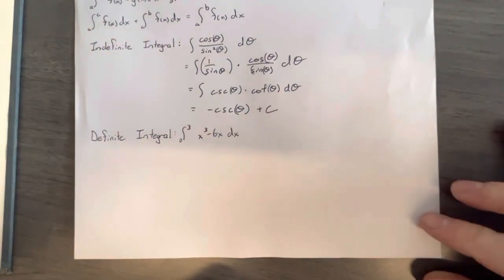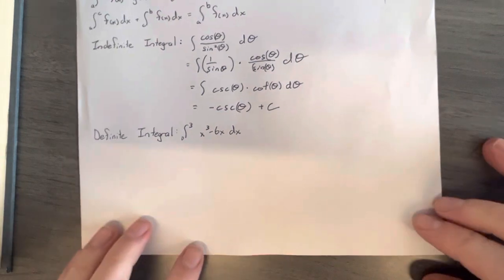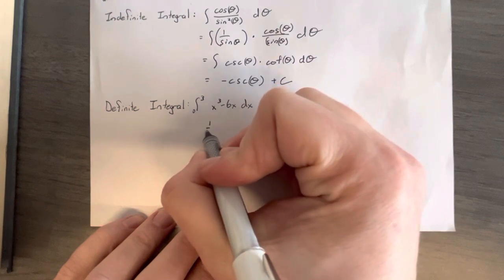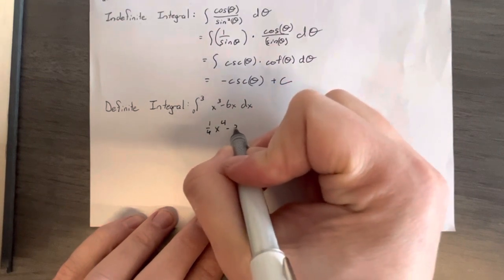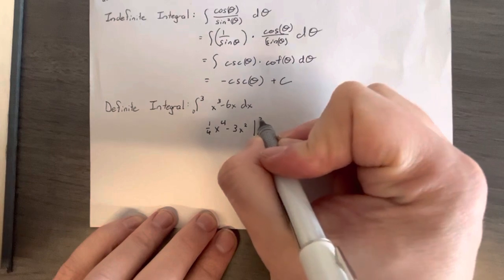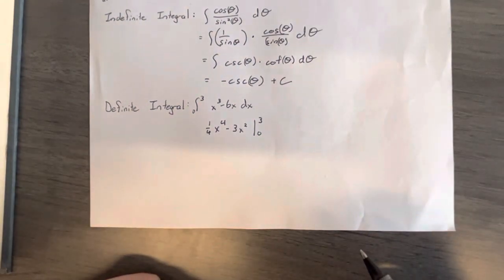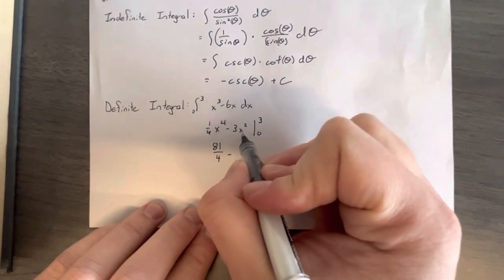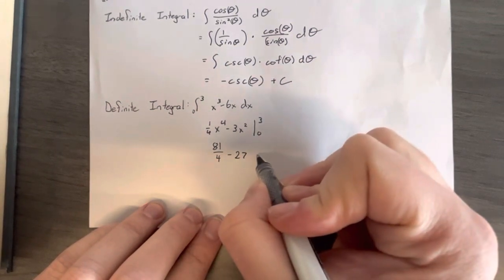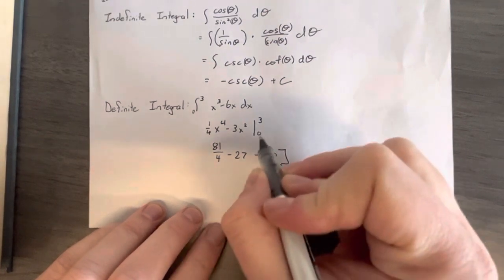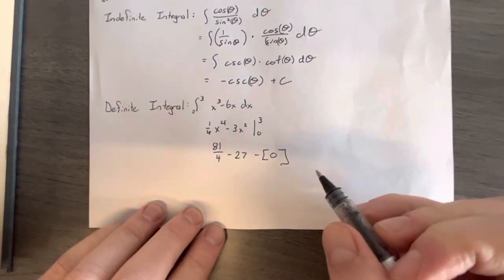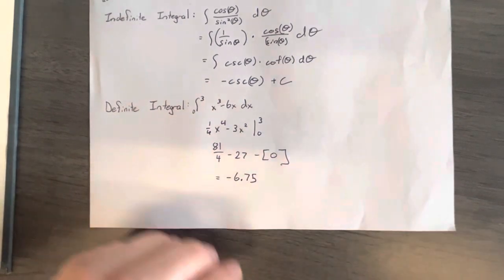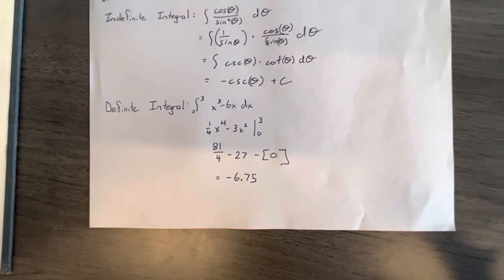So we've done a lot of indefinite integrals, and we've done some definite, but just to do another quick one with us here, you take the antiderivative as you normally would. We now need to evaluate from 0 to 3. So if we plug that 3 in, that's 81/4 minus 3 times 9, which is 27. We're subtracting 0 from all of that. When we go through and do this, it's going to end up being negative 6 3/4. So a lot of stuff hopefully we've seen before.